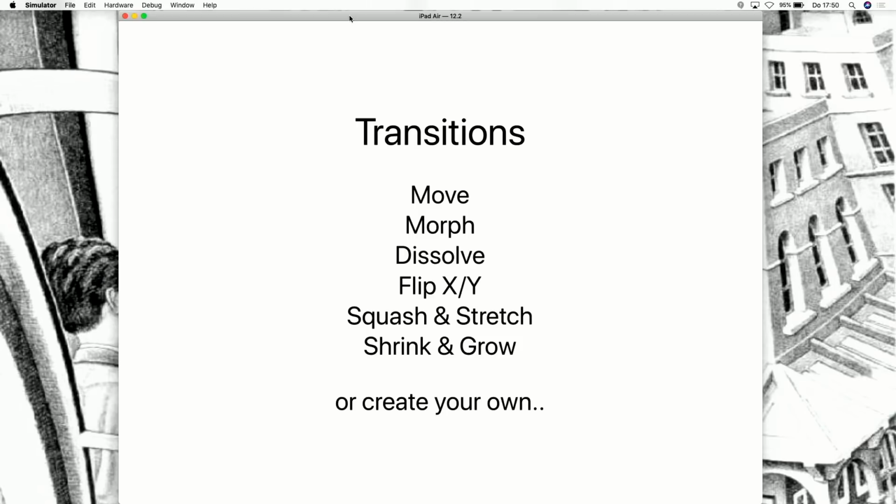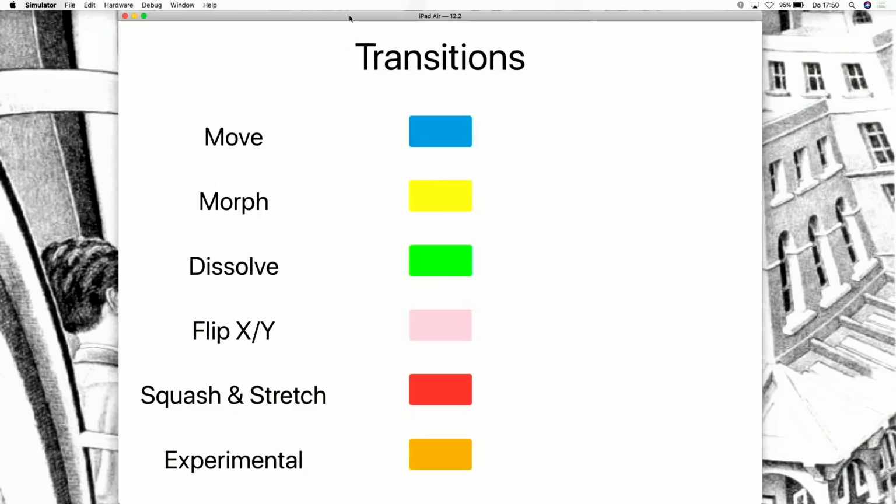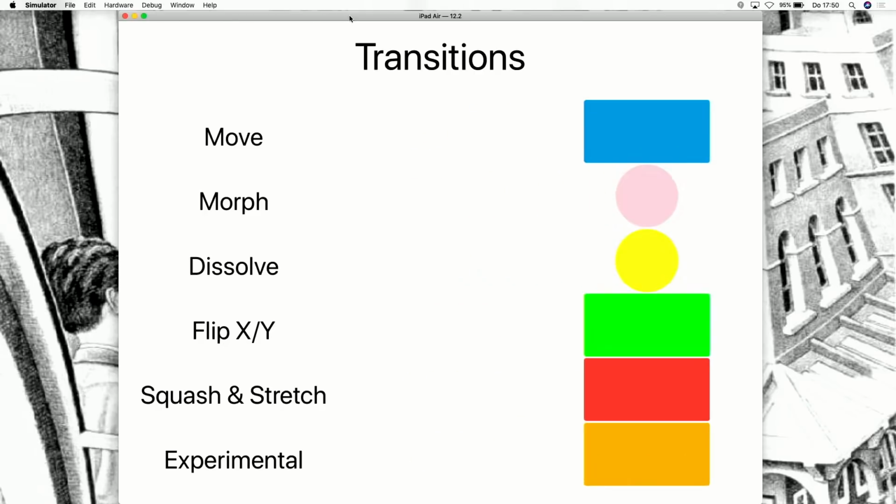These are the transitions that are supported out of the box. So there's a move, morph, dissolve, flip, squash and stretch, shrink and grow. But you can also create your own if you want to. Let's take a look at these transitions. I chose a couple of them, and I also added an experimental one, which is very much a work in progress, but I want to talk a little bit about that.